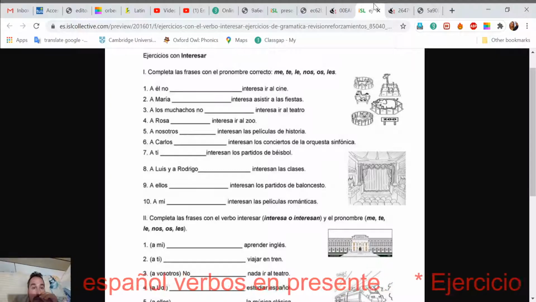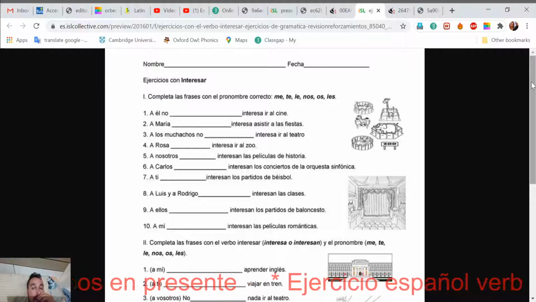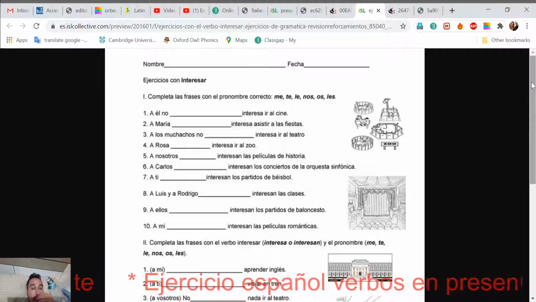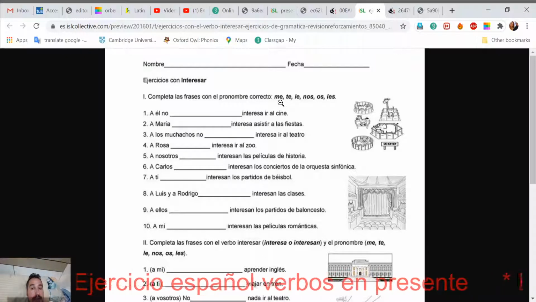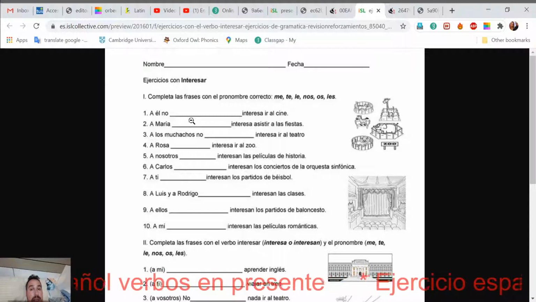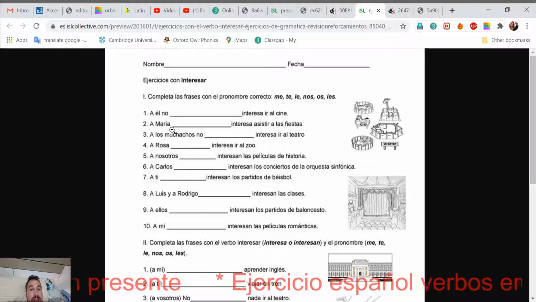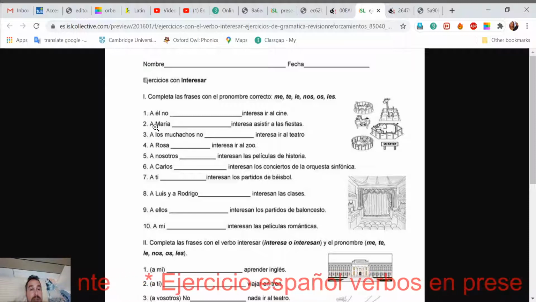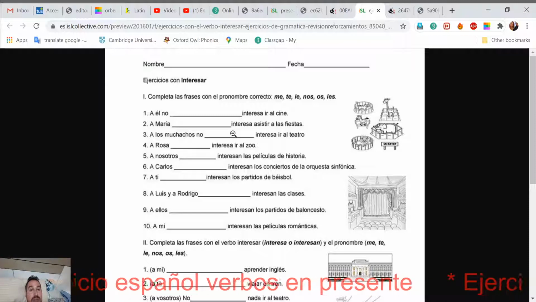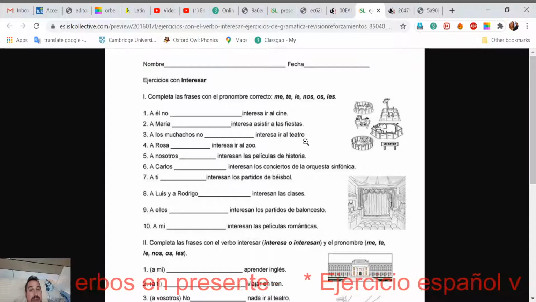Okay, we're going to practice this verb, interesar. So if you remember some verbs, just use two forms of the verb. This is like gustar. So basically, you just need to place one of these before the verb. So, a él no le interesa ir al cine. So he's not interested in going to the cinema. A María le interesa asistir a la fiesta. So María is interested in going to the party. A los muchachos no les interesa ir al teatro. So the kids are not interested in going to the theater.